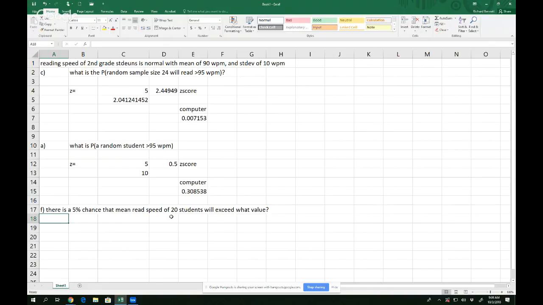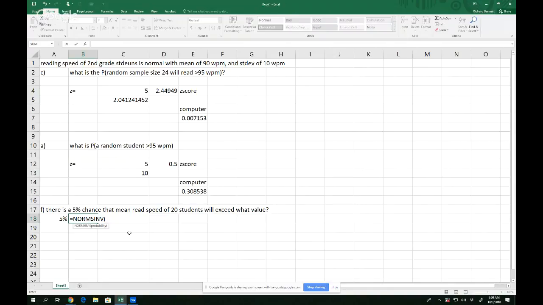There's two ways to do this. Using the chart, you can find which one. How would you do it without the chart? Norm inverse. Very good. So the 5% is norm inverse.